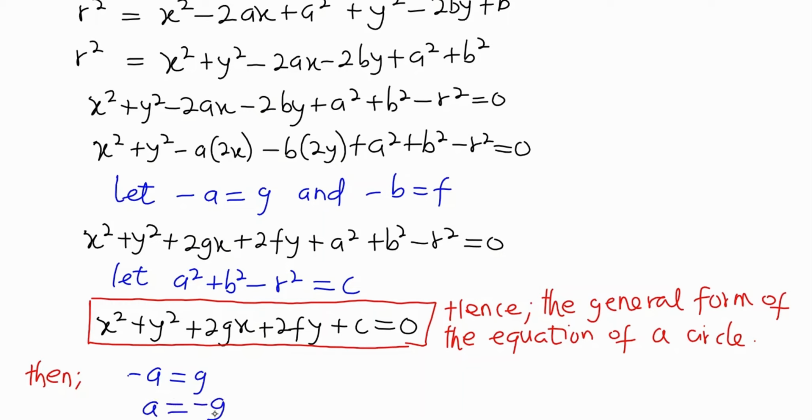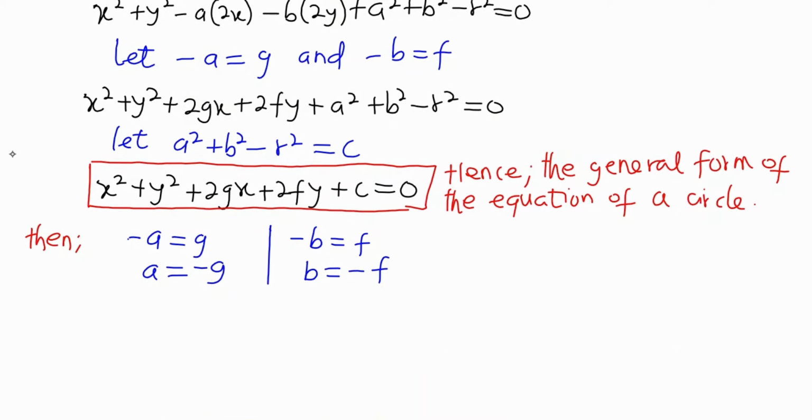our a, that is from negative a is equal to g, implies that our a is equal to negative g. Now a is the center, and the center is positive a, not negative a. So it implies that I have to make a positive. And also we said that negative b should be equal to f. Now it implies that the center b is equal to negative f. So from here, we know the center of a circle, that is a comma b, is now negative g comma negative f.